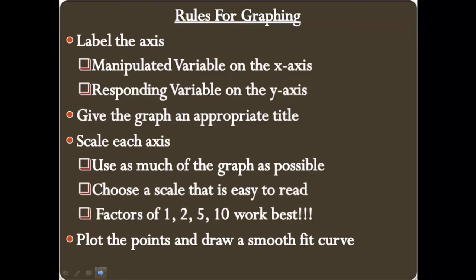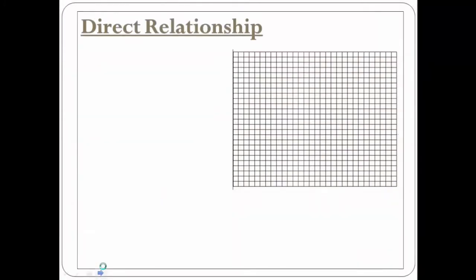It's going to be something that is not volatile looking. So please, no connecting the dots. So let's take a look at a direct relationship. This is the most basic type of graph. You've all been dealing with this for years, and it looks something like this.